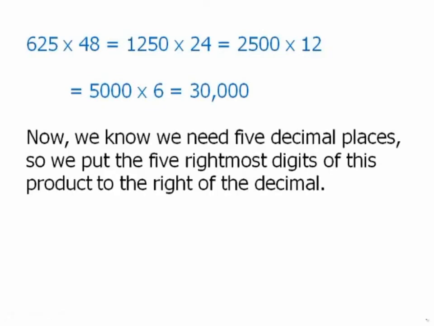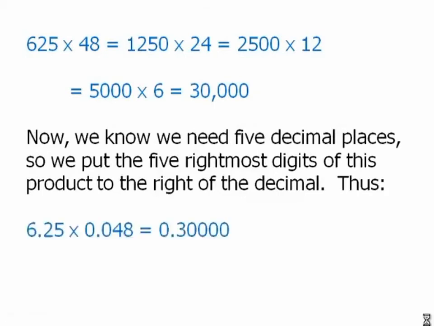Now we know we need 5 decimal places. We found that out from the original problem. So we put the 5 rightmost decimals of this product to the right of the decimal. And notice that this product only has 5 decimal places, so all of them are going to get put to the right of the decimal point. So when we multiply 6.25 times 0.048, we get point, and then we write 3, and then all the zeros. Well, of course, all those zeros don't matter. We can just write this as 0.3, 3/10.